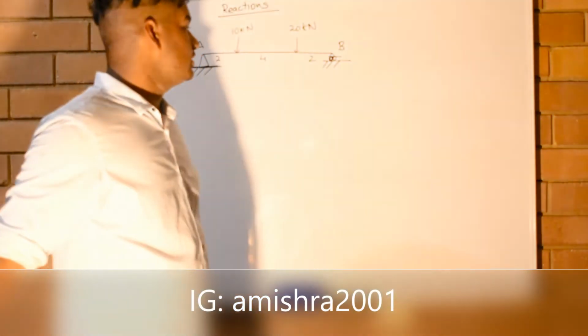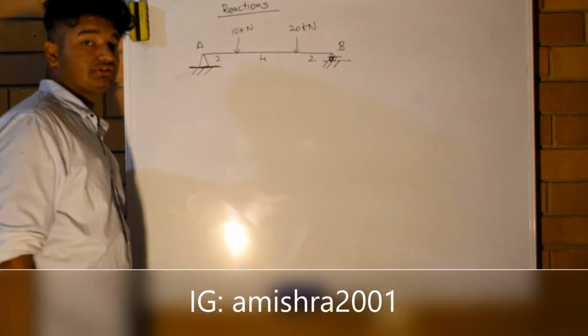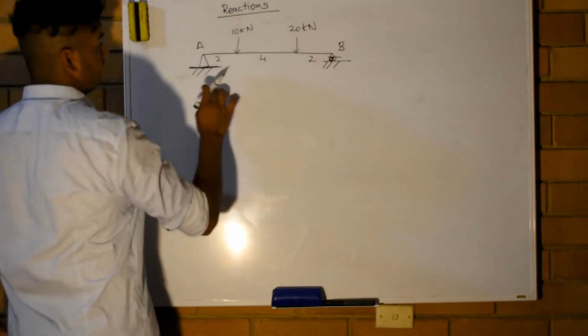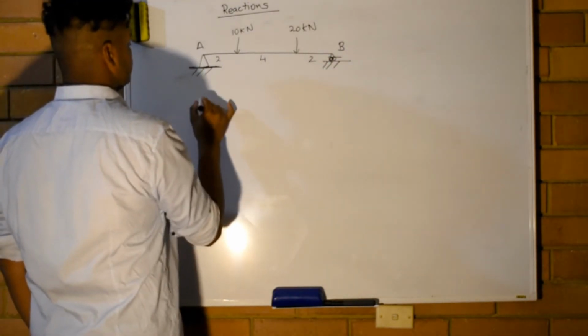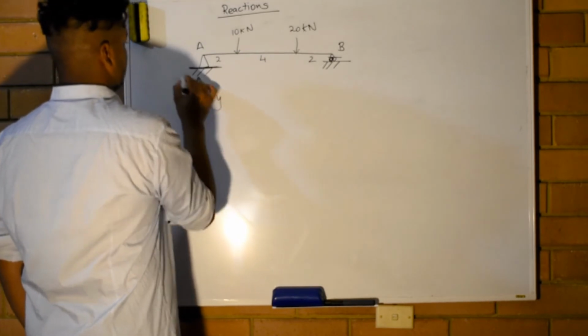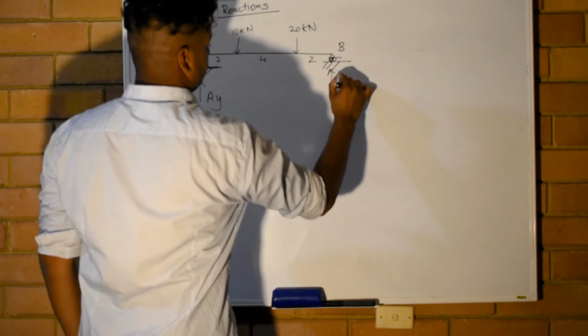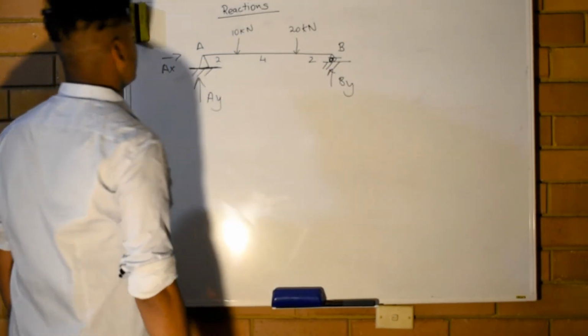Alright, so now we have another question. We'll use numbers this time. So yeah, let's get into it. Again, we have a pin and we have a roller. So straight away I'm just going to draw the supports, AY, AX, okay, and this is my B, so I'm just going to go BY, okay, roller.